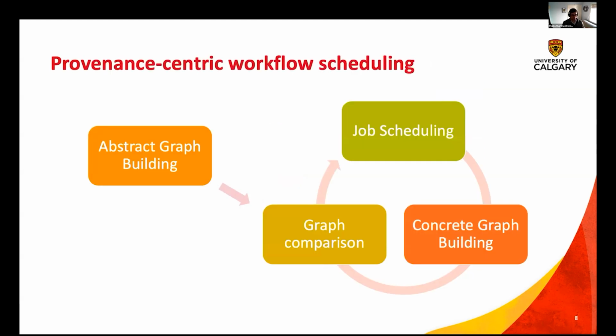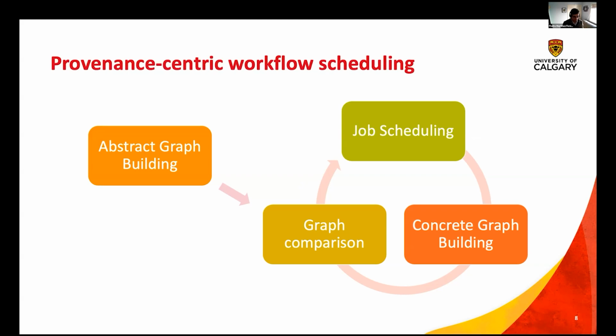So this is another view of what is happening behind the curtain. We compare on the client the DAG that is represented as an abstract graph along with the concrete graph derived from provenance. The root nodes of the difference between the two graphs are then scheduled for execution, and it's just an iterative process that repeats itself.